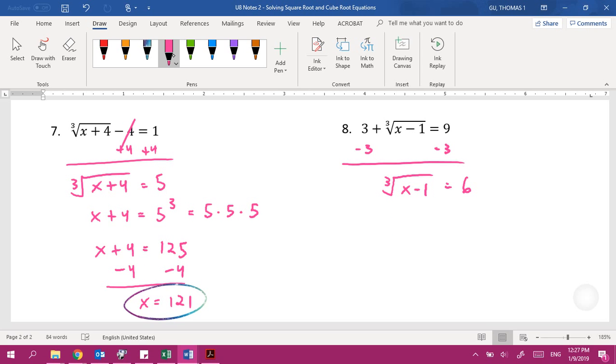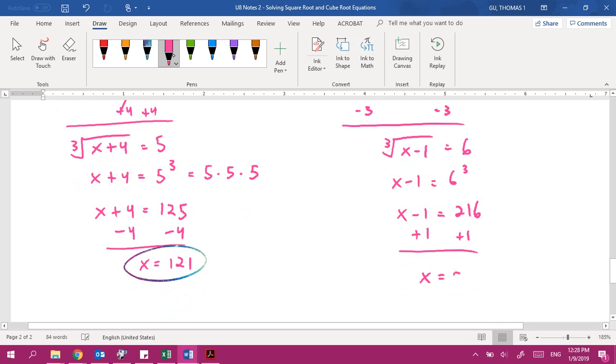X minus 1 equals 6 cubed. Which is? 36 times 6. 108. 36 times 6. You're just multiplying it by the little number. It's 216, right? 6 times 6 times 6. It is 216, that's right. And then what do we need to do for our final step here? Add 1, which means my answer is... X equals 217. That is correct.